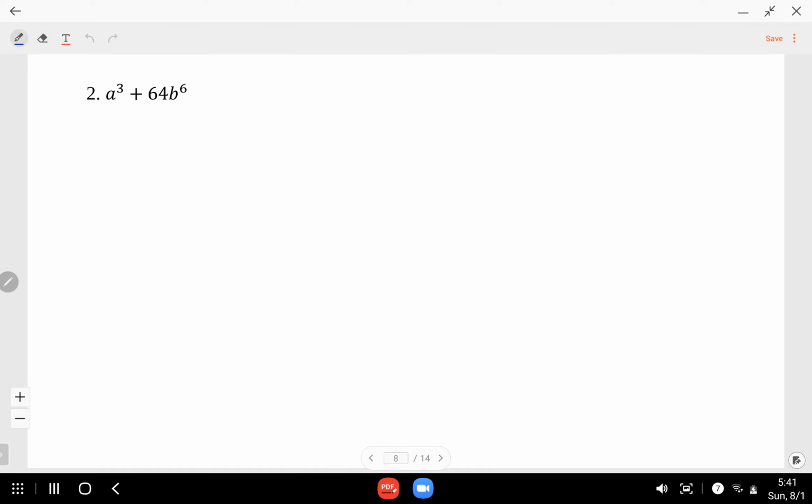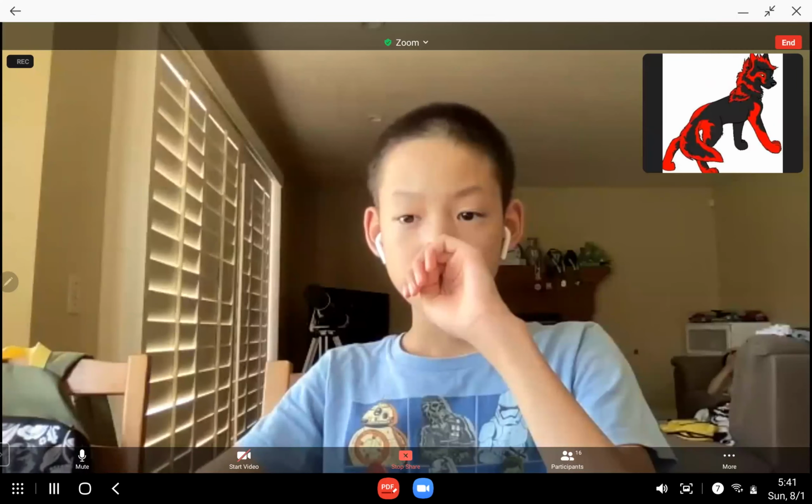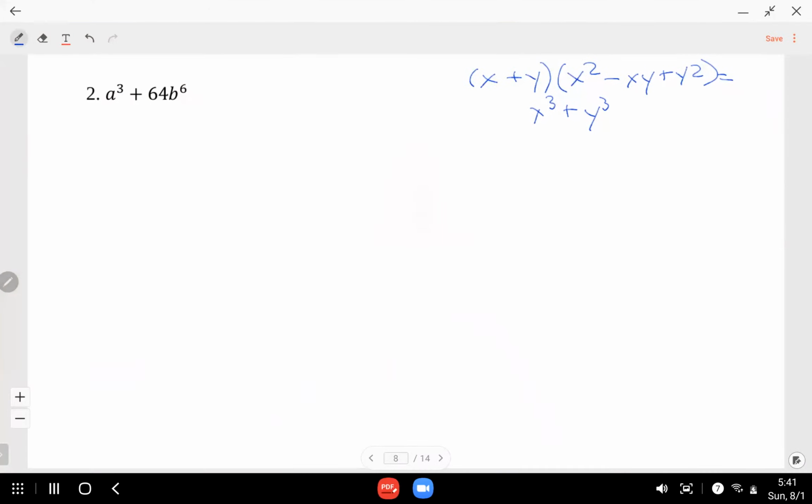All right, let's do this. This is sum of cubes. So how are you going to do this? Use the formulas I just gave you. Okay, so x plus y, x squared minus xy plus y squared. That equals x cubed plus y cubed. That's sum of cubes. So please use that to simplify this and factor it. Once you're done, you can post it in the chat box.